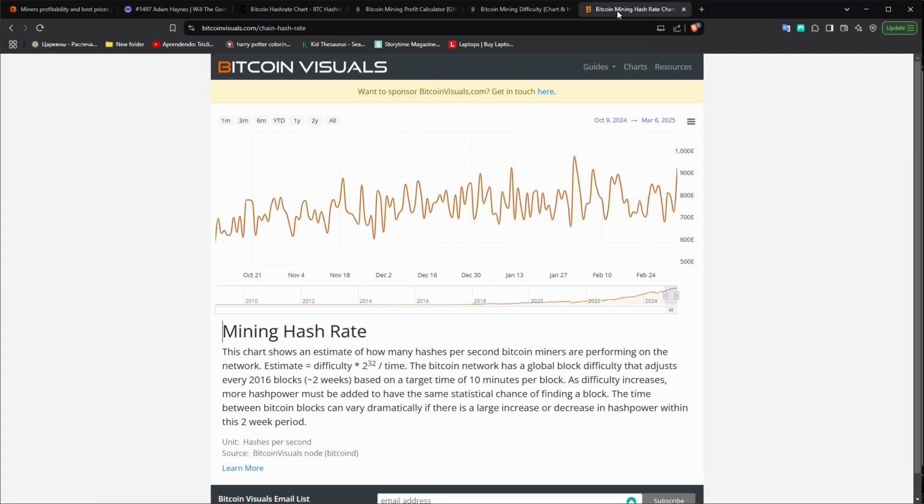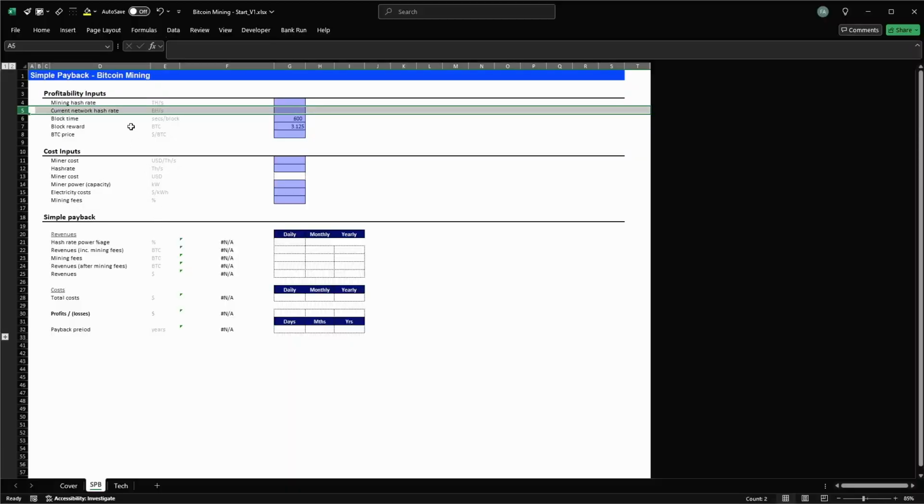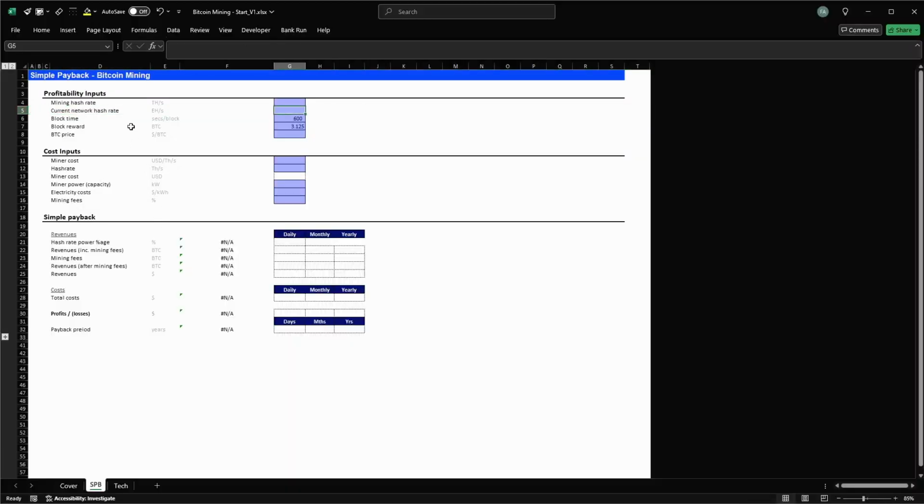I find a bit of different numbers. If you go to this other website over here, you can see it's a bit higher. It says 135 as of March 7. So there's a little bit of delay over here. I'm going to use this one here, 760, to start with. So I'm going to go back over here, and I'm going to say that the current network has 760 exahash per second. This is the hash rate of the network. All right, next we're going to get the price of Bitcoin.